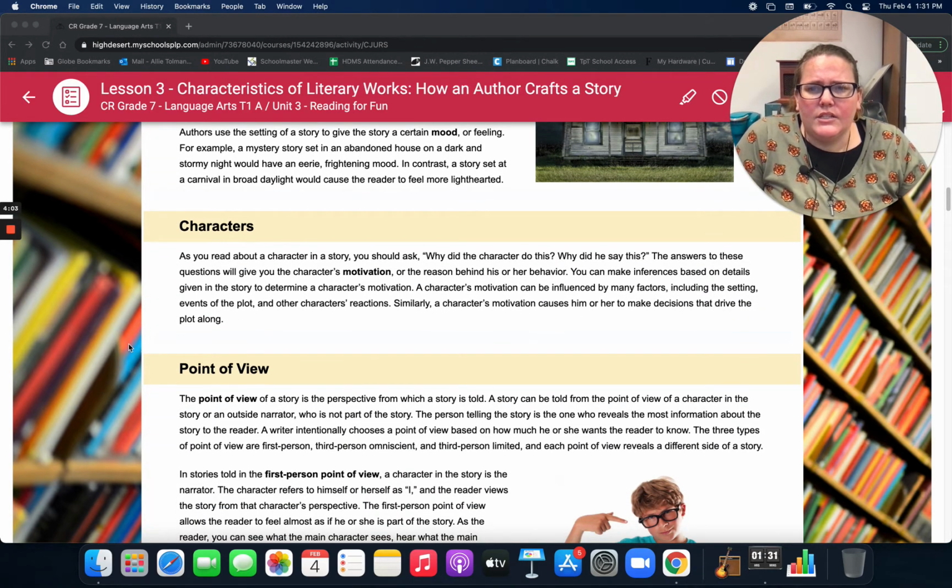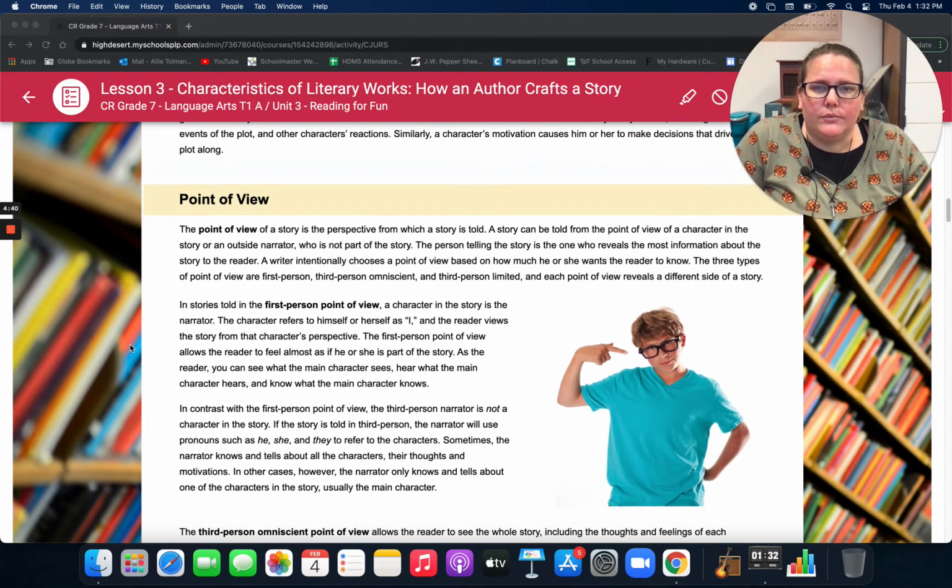Characters. As you read about a character in a story, you should ask, why did the character do this? Why did he say this? The answers to these questions will give you the character's motivation, or the reason behind his or her behavior. You can make inferences based on details given in the story to determine the character's motivation. A character's motivation can be influenced by many factors, including the setting, events of the plot, and the character's reactions. Similarly, a character's motivation can cause him or her to make decisions that drive the plot along.